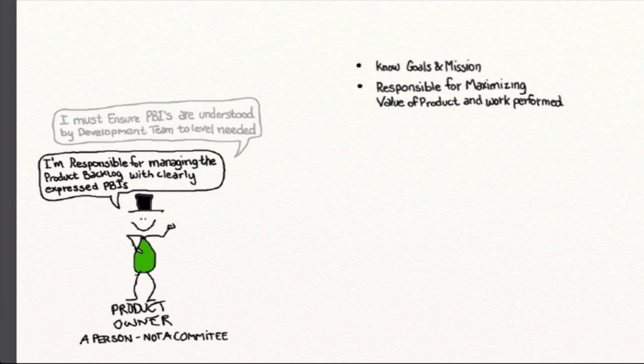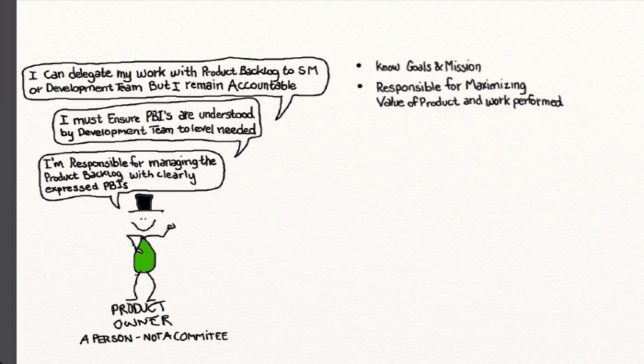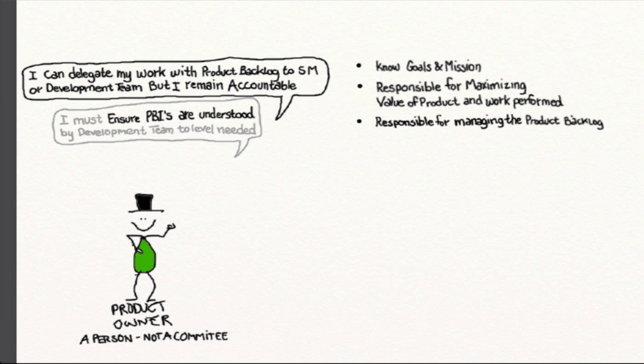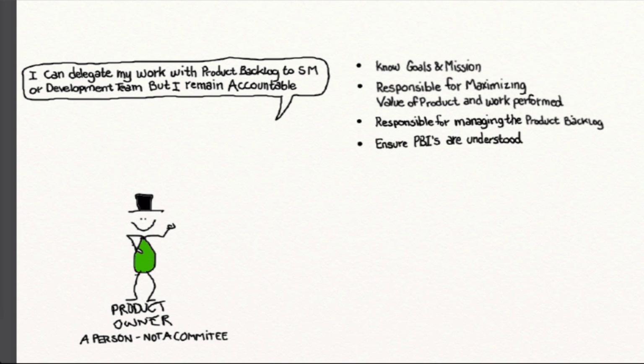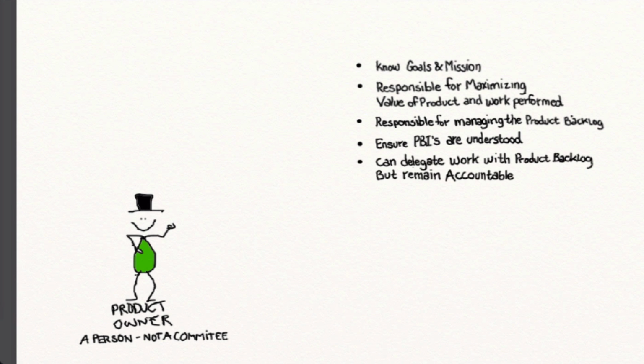Besides ensuring that the product backlog items are clearly expressed, it's also the product owner's responsibility to ensure that the development team understands them. This understanding needs to be at a level that is detailed enough for the development team to implement the changes that are requested. The product owner is allowed to delegate the work with the product backlog to the development team or the Scrum Master, but he will always remain accountable for the product backlog and its content.